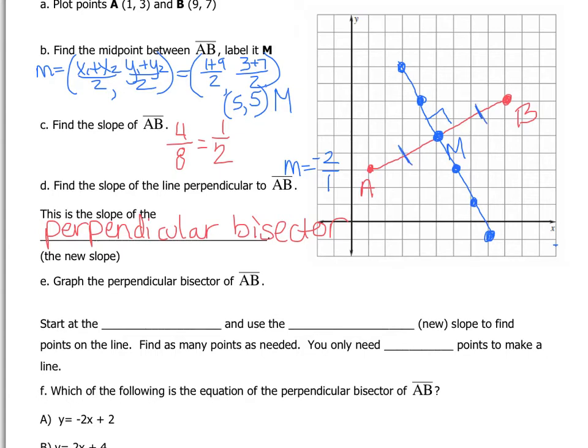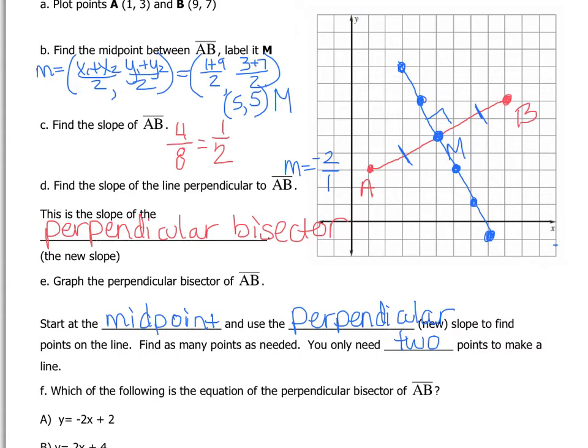All right, so therefore, what we just graphed was a perpendicular bisector. So this is, again, what we just did. We started at the midpoint, and we use the perpendicular slope to find the new points on the line. Find as many points as you need. You really only need 2 points to make a line.